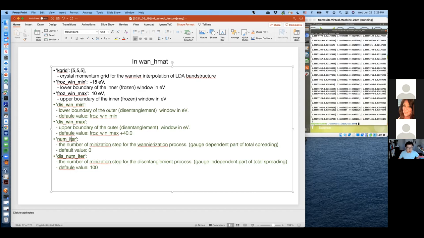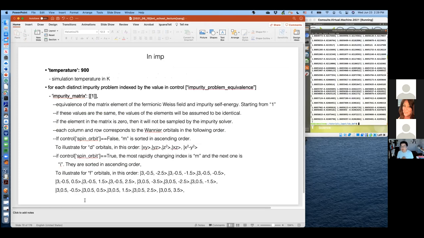This is for the disentanglement part. A usual choice for the total spread minimization is to set it to 0, and for the disentanglement process, we set it to be 100. Usually this kind of choice is good enough from my experience, so you don't have to worry about it.